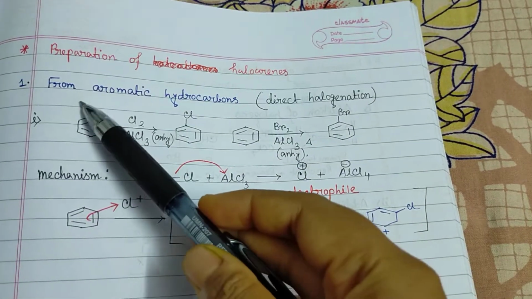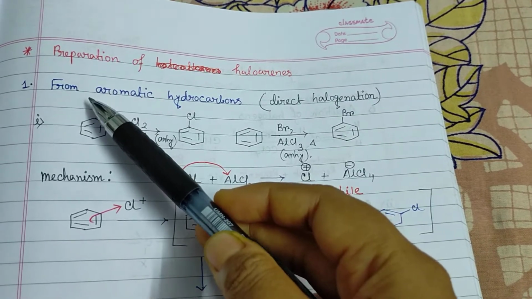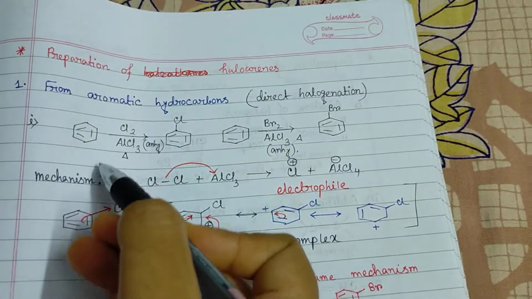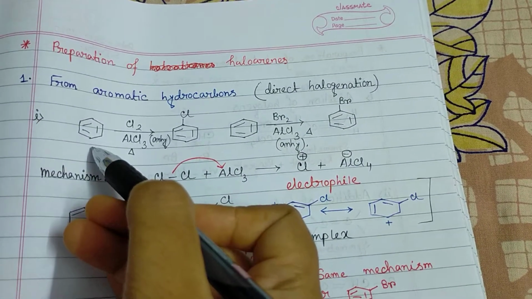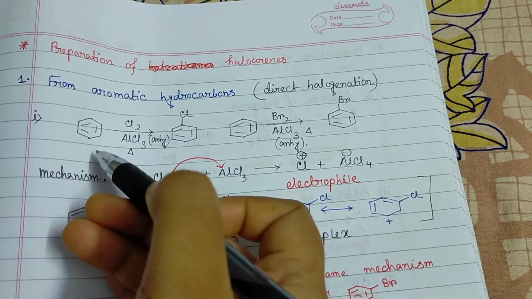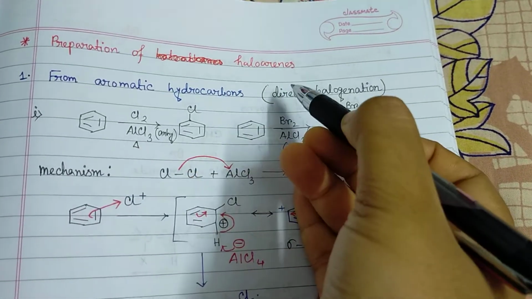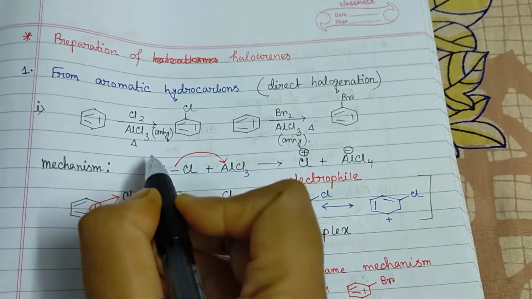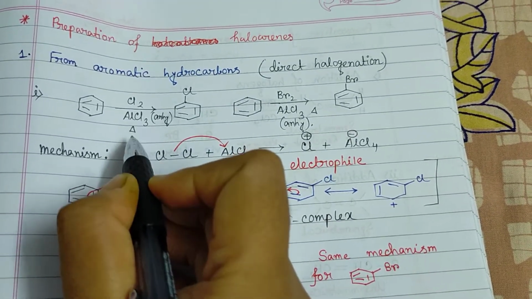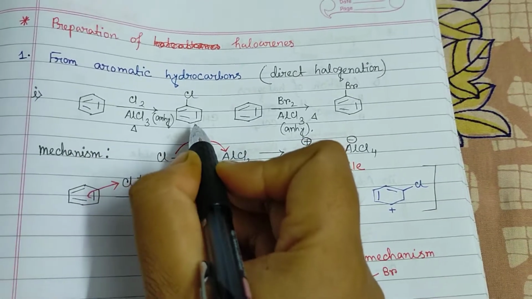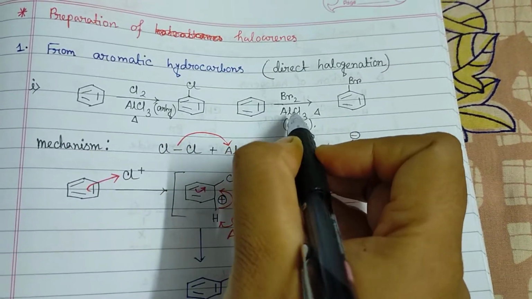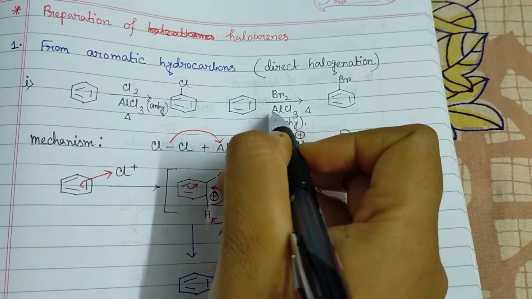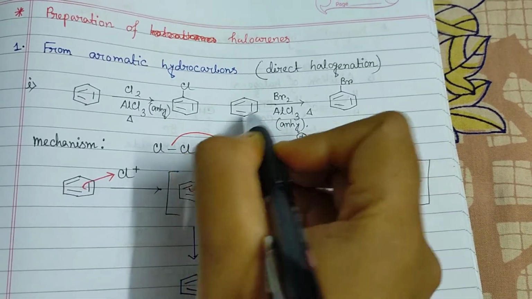First, the process by which we can have haloarenes, that is from aromatic hydrocarbons. Aromatic hydrocarbons means here we have taken benzene and along with that we are going to add chlorine directly. So it is direct halogenation. Chlorine can be added in the presence of anhydrous AlCl3 and heating. Then we can have the chlorobenzene. Similarly, if we add bromine in presence of anhydrous AlCl3 and heat, then we can have bromobenzene from benzene.